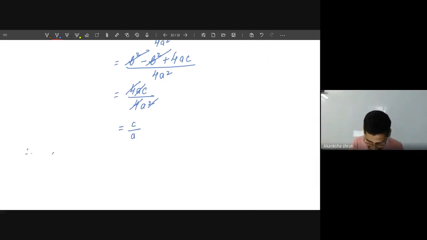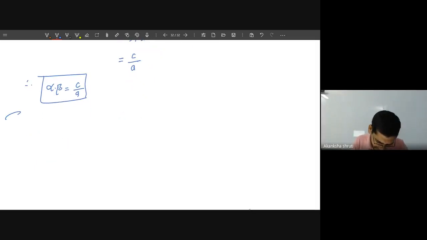So therefore, what can we write? Alpha plus beta, or let us write the product first, then we will summarize. So alpha into beta is given by C by A. So thus, what we have to keep in mind: alpha plus beta is minus B by A, and alpha into beta is equal to C by A.